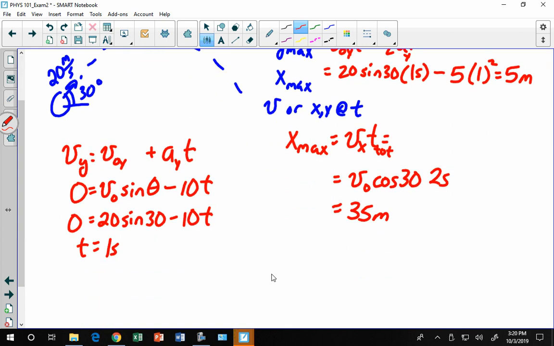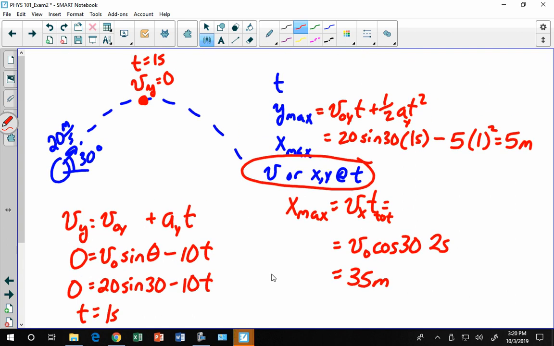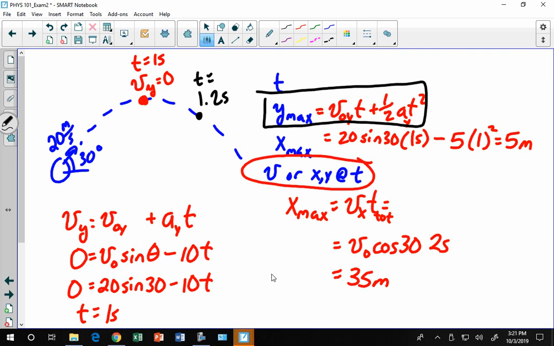The other thing that I'll likely ask you is what is the velocity or the xy position at a certain time? I'll just give you a time. For example, I might say at t equal 1.2 seconds, what is x, what is y, what is v? The x and y you would just plug in. Like I would say y is equal to this equation at t equal 1.2. Follow what I'm saying there? Can I leave it at that? You want me to write it down?